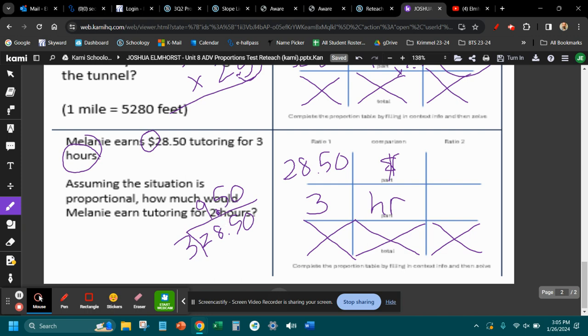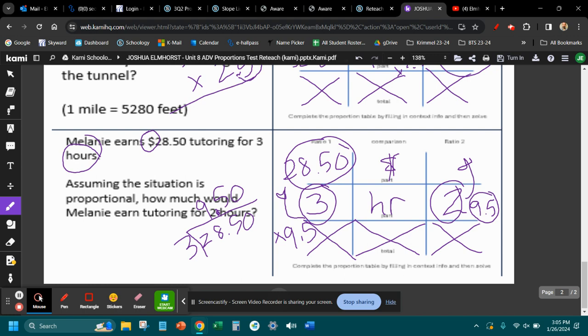And unfortunately, some kids did a great job of dividing and they got $9.50, and that was one of the answer choices, and they clicked on it. $9.50 is not your answer. $9.50 is your factor. 3 times 9.5 equals 28.5. And then hours, the question is asking about 2. So you would have multiplied 2 times 9.5.